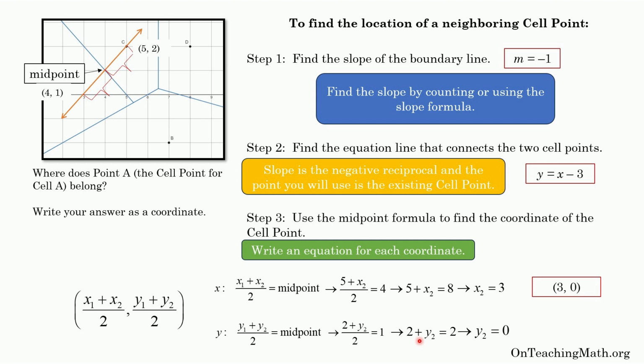So that's how you're going to set it up if it's a little more complicated than this one. You're going to find the slope of the boundary line. You're going to find the equation of the line that connects your known point with the one you've got to find. Then you're going to use the midpoint to figure out the exact coordinate. Pretty cool. A lot of math on there, so you've got to be careful, though.